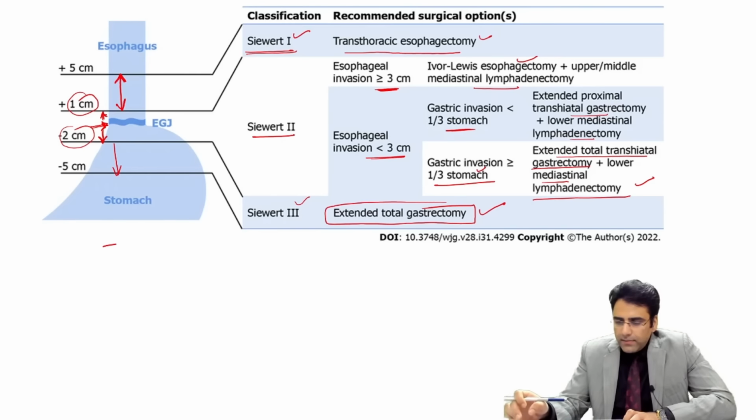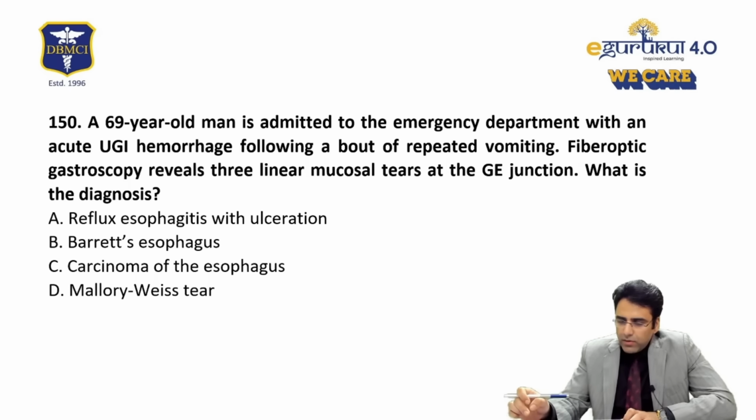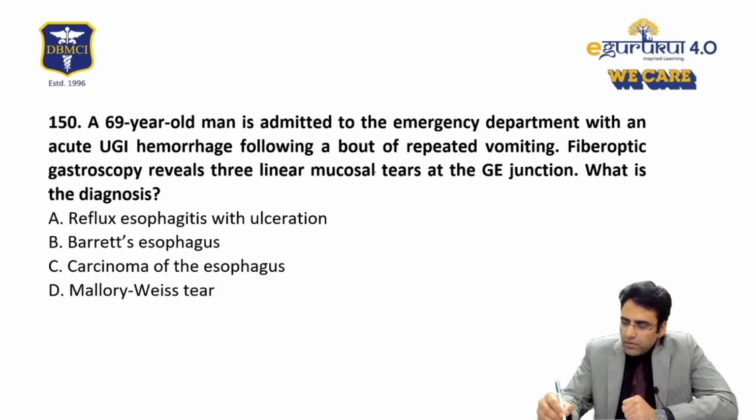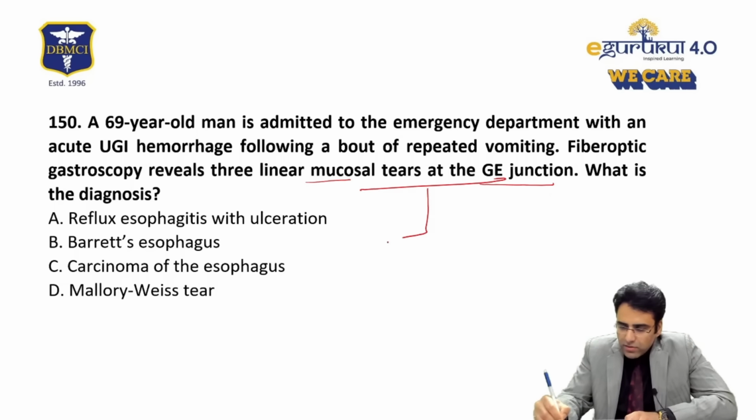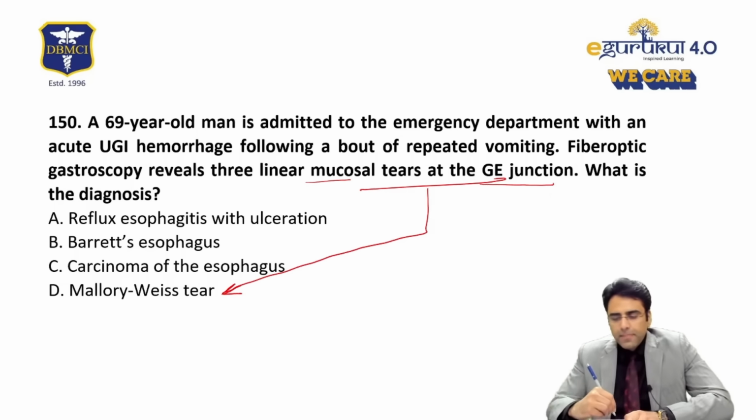Clear? After that, we have a 69-year-old man admitted to the emergency department with an acute upper GI hemorrhage following a bout of repeated vomiting. Fiber optic gastroscopy reveals 3 linear mucosal tears at the G junction. What is the diagnosis? So linear mucosal tears at the G junction should clinch the diagnosis towards Mallory-Weiss tears.